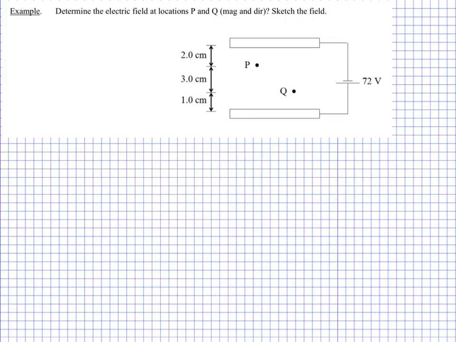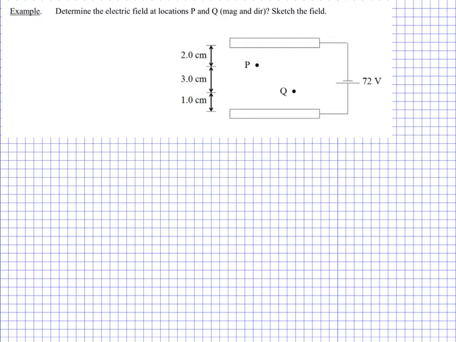Hello everyone, this is lesson 6 of unit 2 on electric force and fields. This one's about potential difference and electric fields. So example number 1 here, we've actually got 4 examples this time, but example number 1, we have a situation where we have parallel plates, good old parallel plate situation.